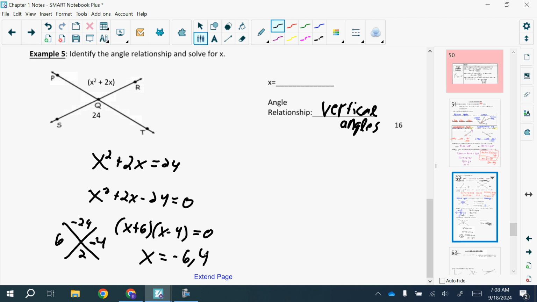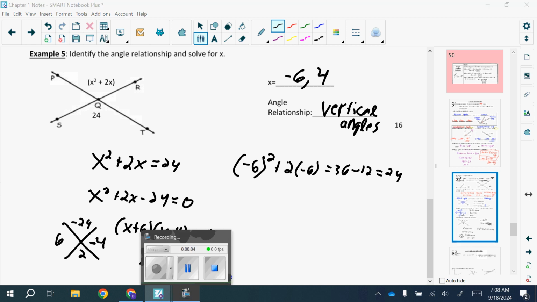Now typically we've always just taken the positive number, but note here that if you plug negative 6 into x squared plus 2x, you still get a positive number here. So actually both of these are valid answers. And angles can actually have a negative measure anyways. But that is it.